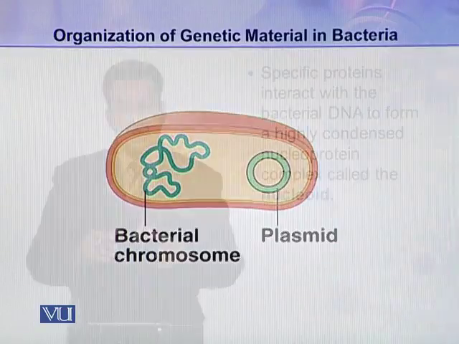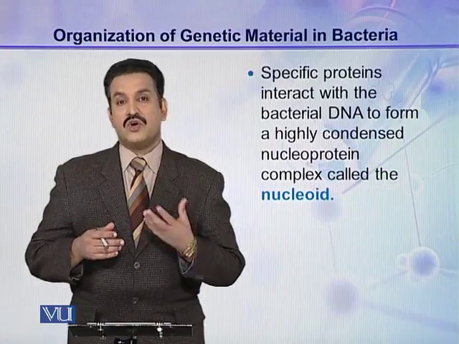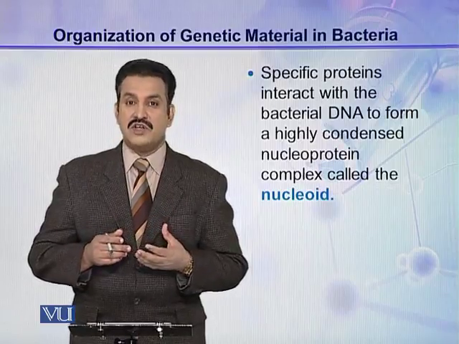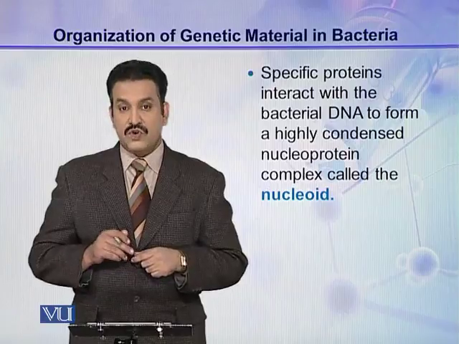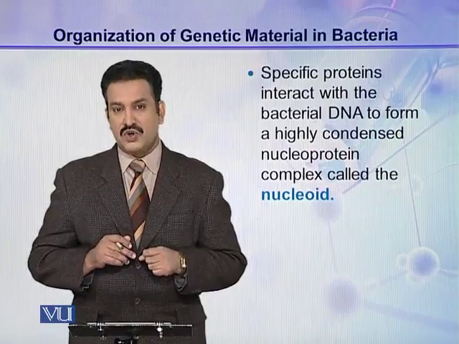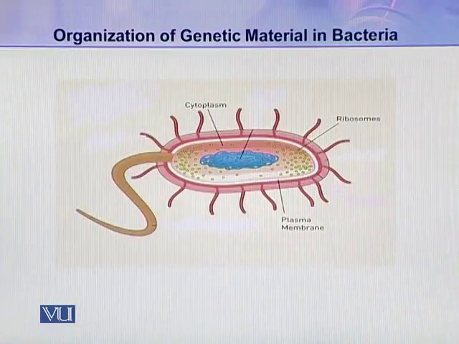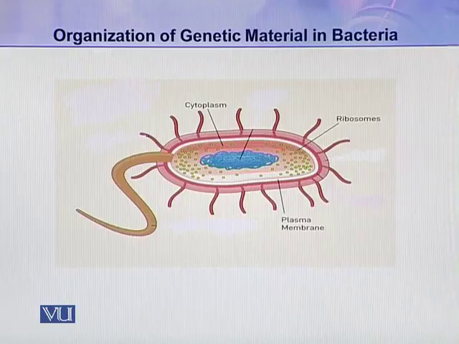So let us talk about how this single molecule of DNA is organized into a chromosome or into a chromatin body, which is called nucleoid. Specific proteins interact with the bacterial DNA to form a highly condensed nucleoprotein complex, which is called nucleoid. So different proteins interact with the DNA molecule, and they form this highly condensed structure, which is called nucleoid. So a nucleoid is present in the cell of a bacterium.